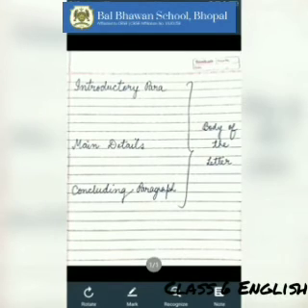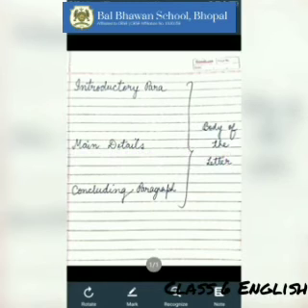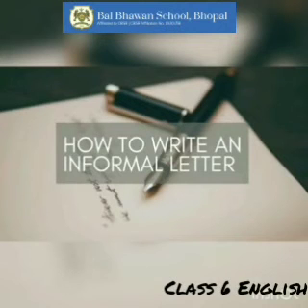There is no one way to sign off informal letters, since they do not follow a strict format. You may sign off as you please. Some commonly used phrases are lots of love, best wishes, kind regards, yours lovingly, yours affectionately, and so on. So children, it must be clear to you now how to write an informal letter effectively.